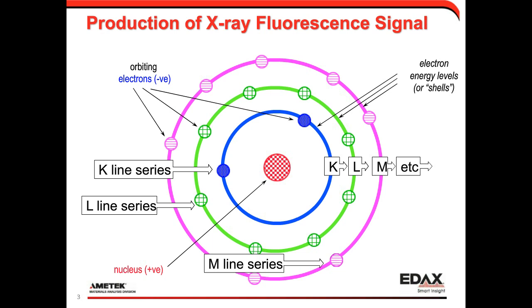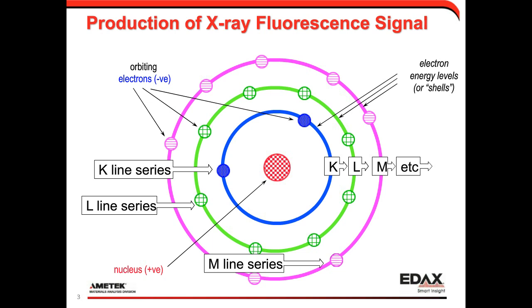You have the M orbitals in, I guess that's magenta. And what we do is we shine X-rays down onto the elements in the sample. These X-rays excite the electrons and eject an electron from a certain orbital. So if we eject an electron from the blue orbital, the K orbital, you create a state where you have electrons from the lower energy orbitals, the L and the M series, relaxing back into the K series. This generates a characteristic X-ray for that element.